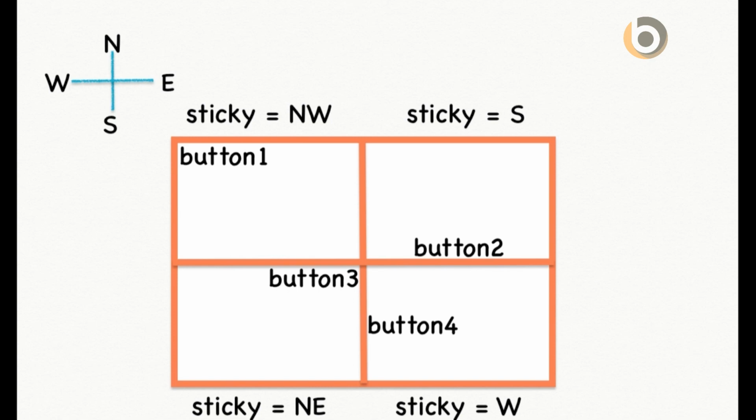So button 4 is on the left, so we have set sticky to west. So by using this, we can set the placement of our widgets. And this can only be done when the size of the widget is less than the size of the cell.